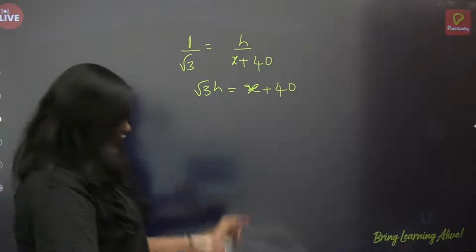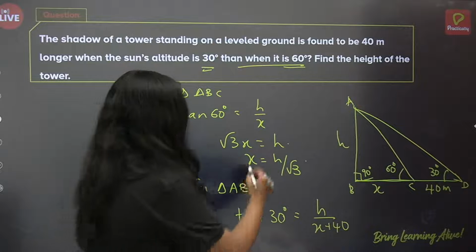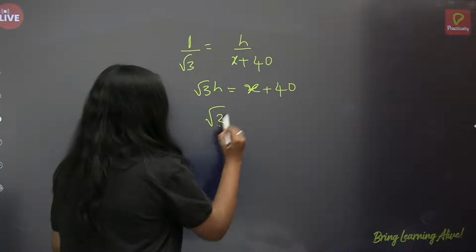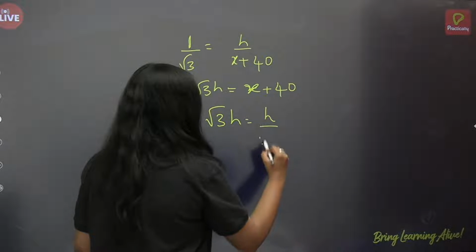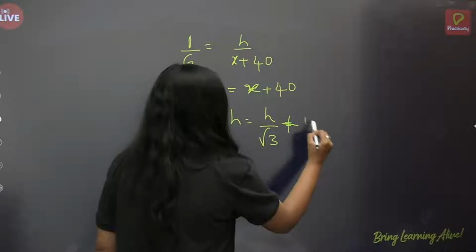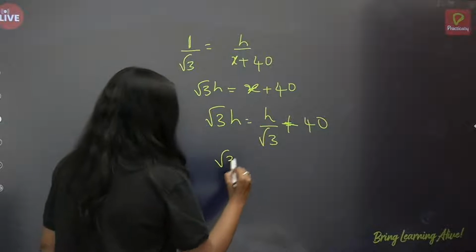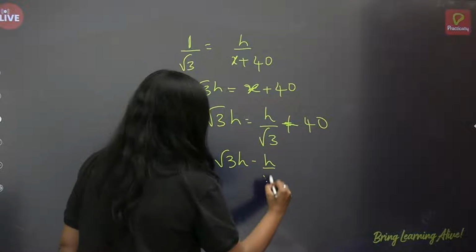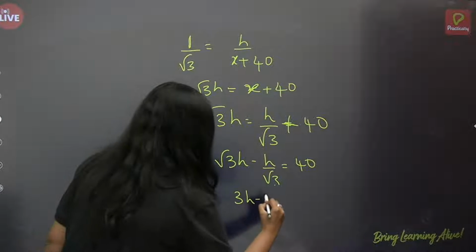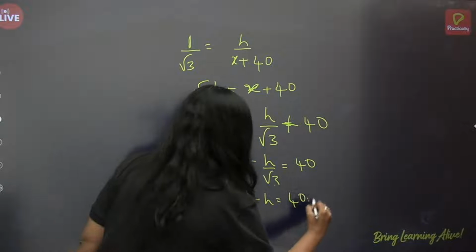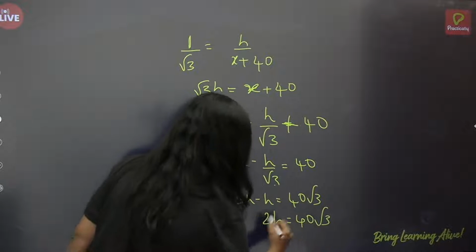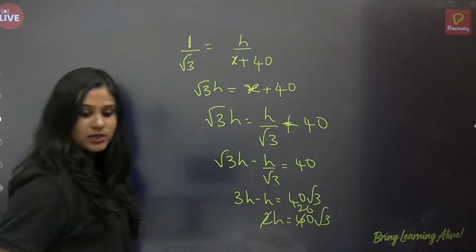So, first let us solve this. So, x equals how much? h by root 3. Let's substitute it. Root 3 h is equal to h by root 3 plus 40. Root 3 h minus h by root 3 is equal to 40. Just calculate it. 3h minus h is equal to 40 root 3. 2h is equal to 40 root 3. h equals 20 root 3 meters.